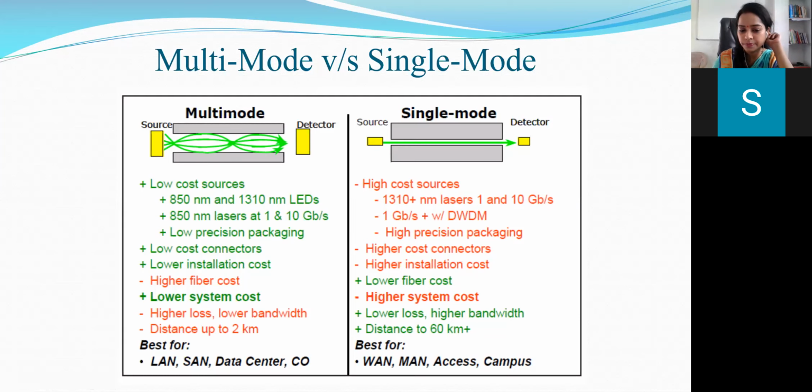Obviously, if we have installation cost is high, so the system cost will always be high. So it is a costly affair, that is for single mode optical fiber. And which one is the cheaper one? The multi-mode optical fiber, and this is suited best for short distance. Its distance limit is 60 kilometer plus, so it is used for long distances, and here the distance is limited for this type of fiber, and this is suited for WAN, MAN, access or campus.